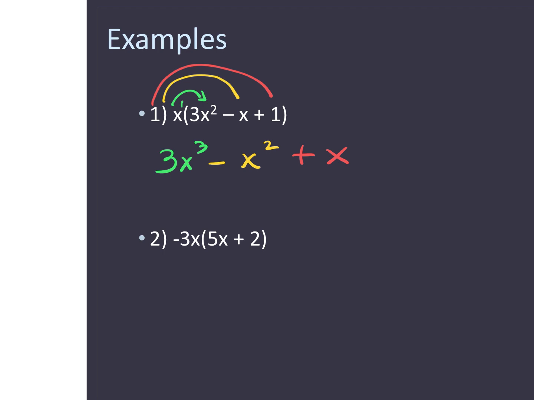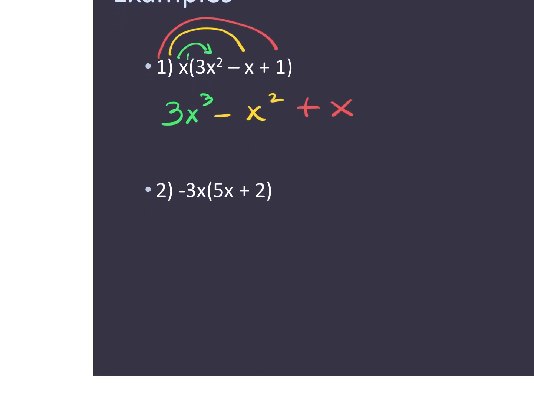Next one is a monomial times a binomial. Again, all we're doing is distributive property. So negative 3x times positive 5x. Negative 3 times positive 5 is negative 15. And then add the powers on the x's. And then distribute the negative 3x to the 2. And I get negative 6x. No like terms here to combine, so I'm finished.